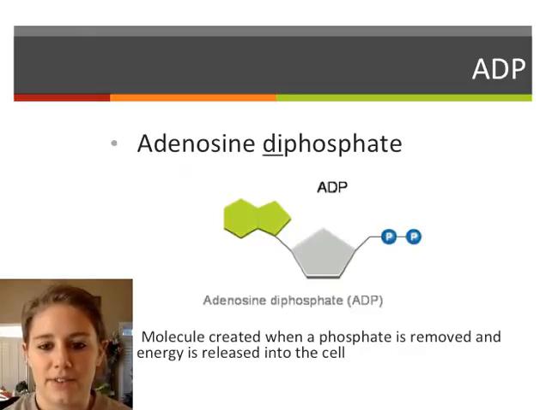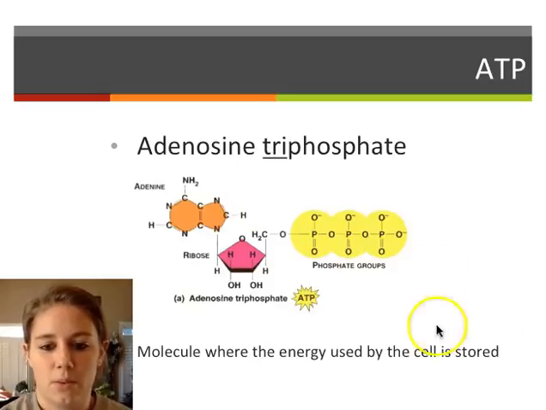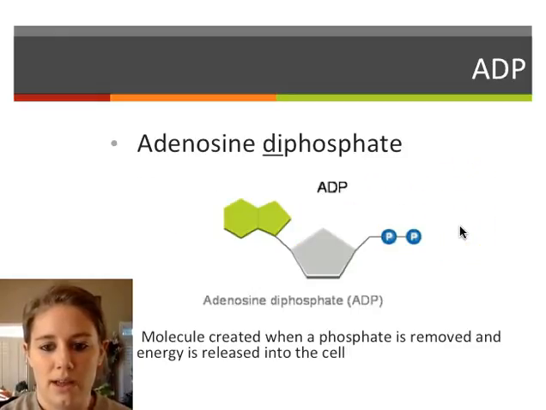Adenosine diphosphate, di meaning two, is going to have an adenosine molecule here with only two phosphate molecules. And this molecule is created when the phosphate is removed from ATP and energy is released into the cell. So when one of these phosphate molecules on the adenosine triphosphate breaks apart, it lets one of the phosphate molecules go as well as energy. And as you can see, there's only two phosphate molecules left.